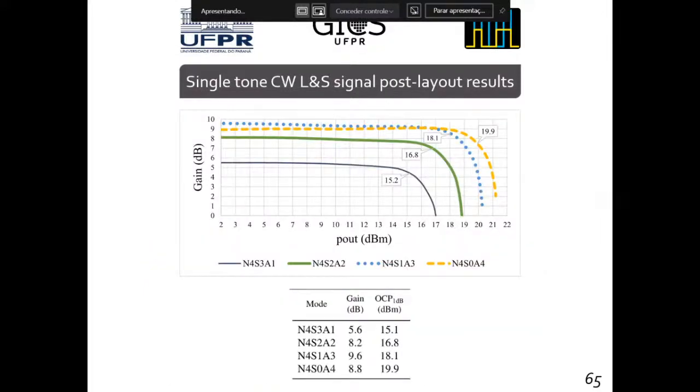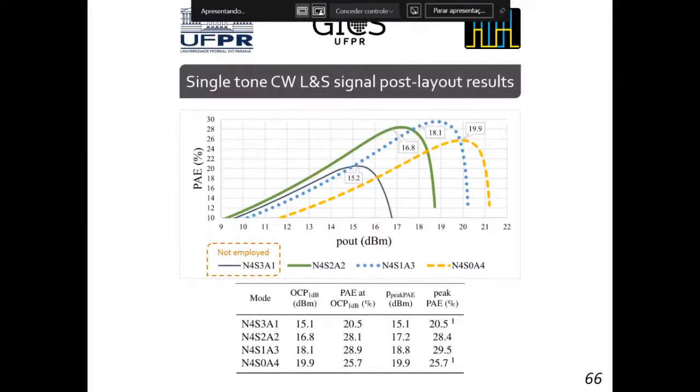This figure presents the gain for all modes as a function of the output power at 2.4 GHz. The power amplifier's gain varies from 5.6 dB to 8.8 dB. Additionally, it is shown in the figure the 1 dB output-referred compression point for all modes. They vary from 15.1 dBm to 19.9 dBm.